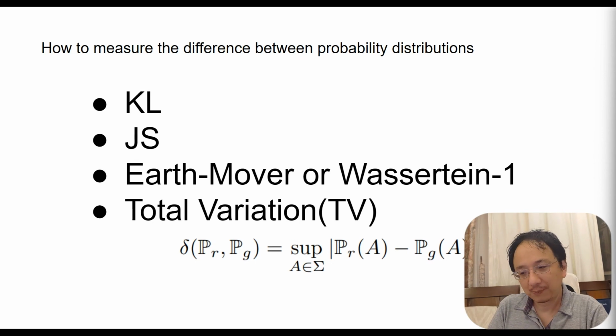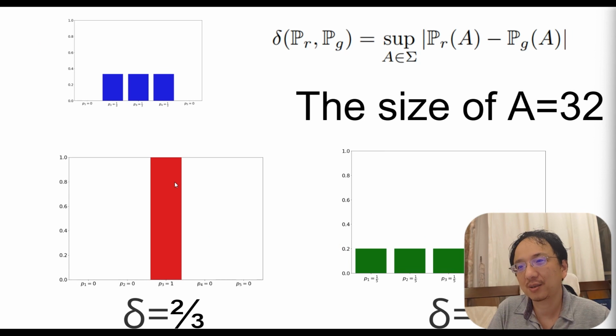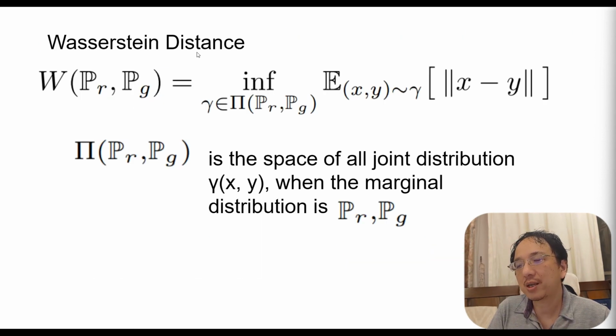However, our main character here is the Wasserstein-1 distance, or the Earth mover. So what is it? By the definition, we have two probability distributions, P_R and P_G. We just treat them separately, but by considering them as marginal probability distributions, we can consider the joint distribution of these two distributions.